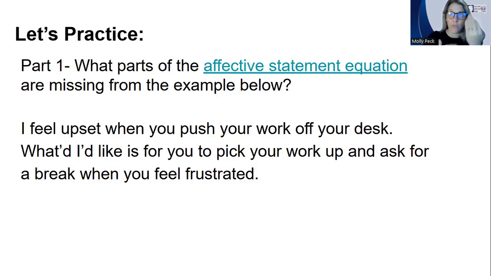And so, what I'd like us to do, part 1: what parts of the affective statement equation are missing from the example below? So again, I feel upset when you push your work off your desk. What I'd like is for you to pick your work up and ask for a break when you feel frustrated. So I'm going to ask you to pause the recording and determine what parts from the equation are missing from this statement.